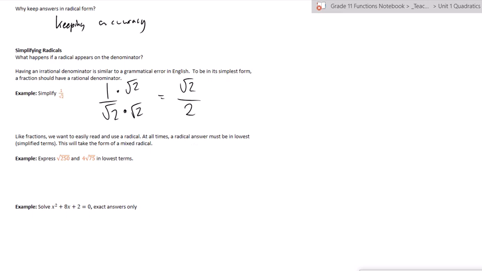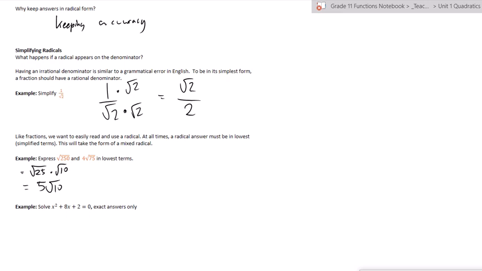Root 250, we can do something with this. We can express root 250 as the square root of 25 times the root of 10. Why square root of 25? Because 25 is a perfect square. That's 5. So that's 5 root 10. That is our fully simplified form for root 250.